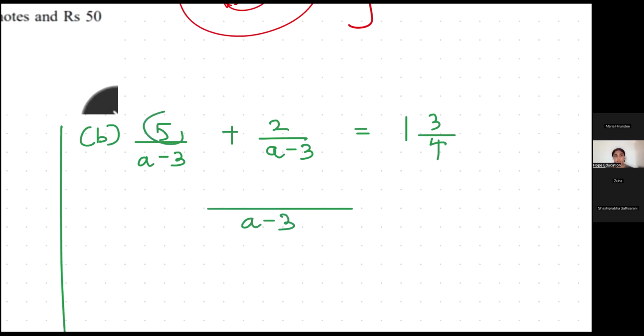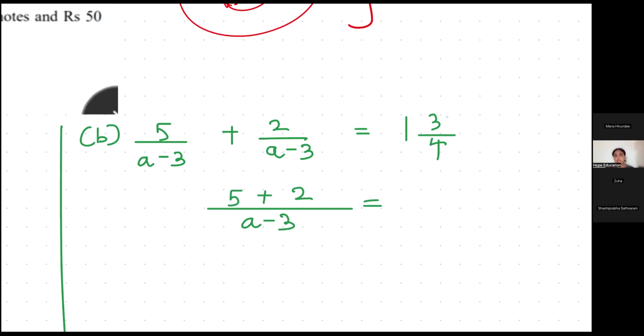Here we have 5 plus 2 on top. On this side, we have a mixed number. During simplification, we don't usually keep mixed numbers because it's very annoying. A proper fraction is no problem, and an improper fraction is also no problem. But mixed numbers, not really, right? So whenever you get a mixed number, make sure you convert it to an improper fraction.